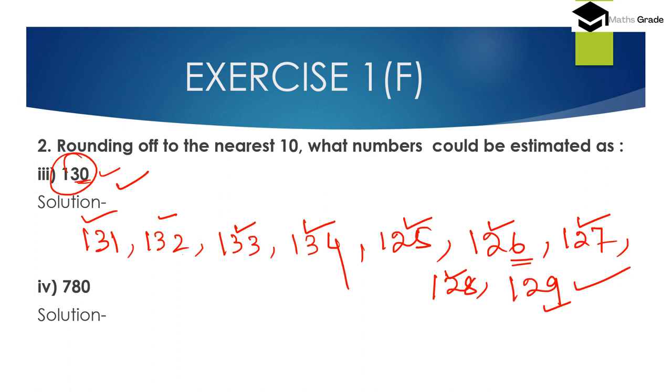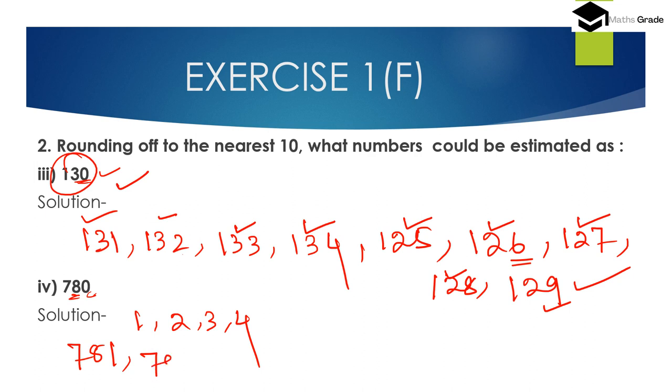Now the fourth one, 780. Here the unit place digit is less than 5 or more than 5, then the number will be 80. Here the tens place digit is 8 and the unit place digit is 0. So the unit place digits are 1, 2, 3 and 4, and the numbers are 781. The unit place digit 1 is less than 5, so we don't add 1 to this tens place digit, just write down 8 as it is, and this 1 changes to 0, that is 781 rounded to the nearest 10 will be 780.